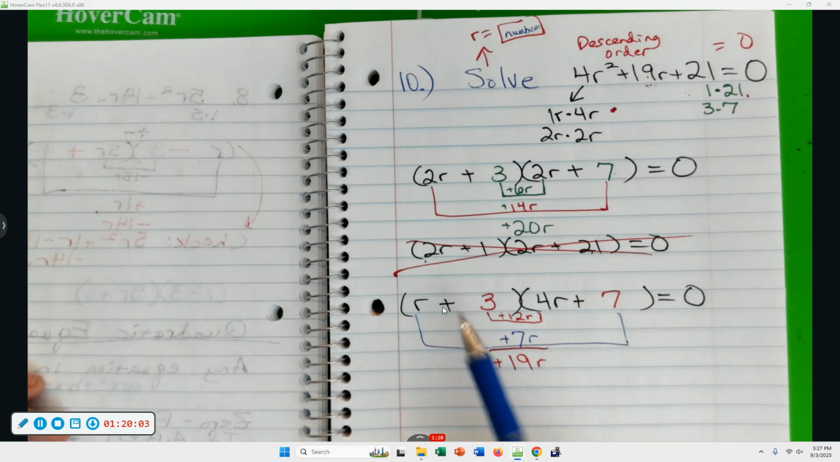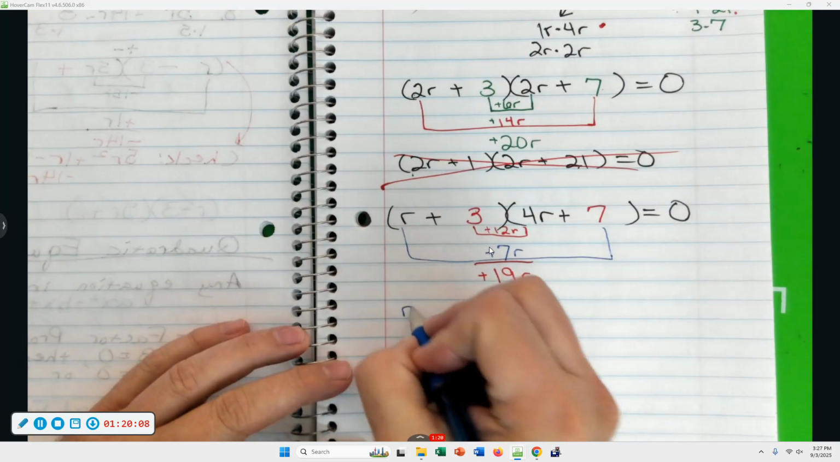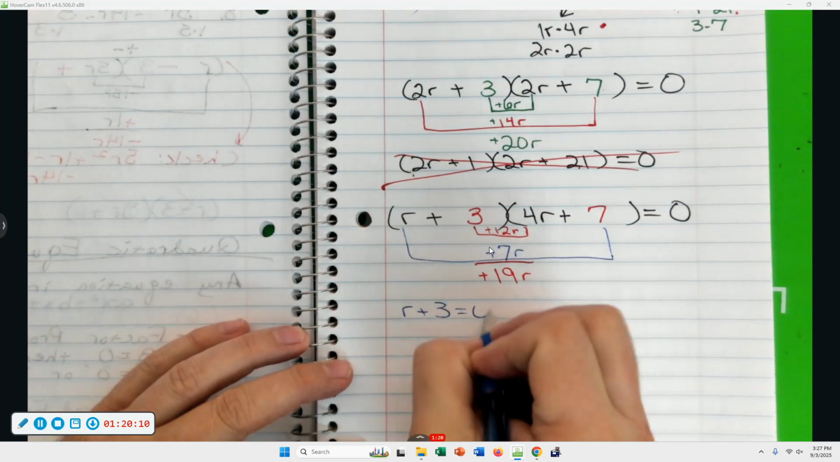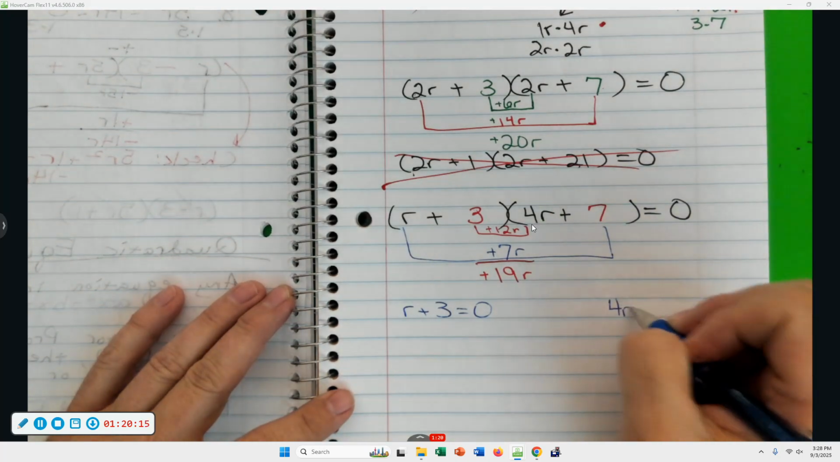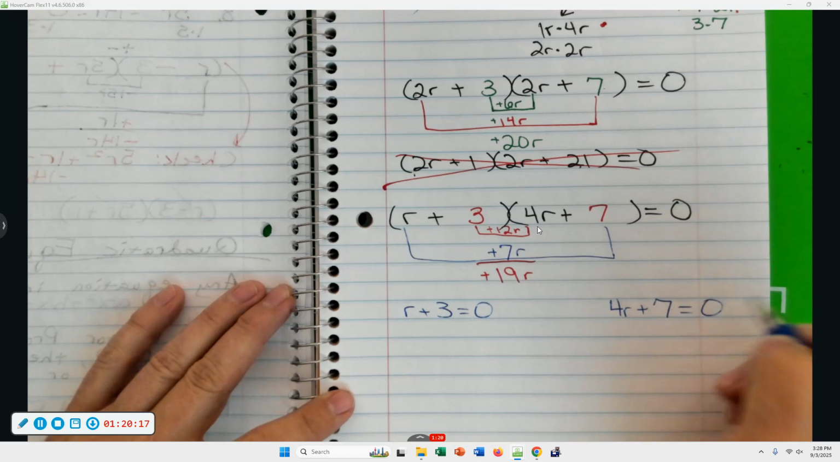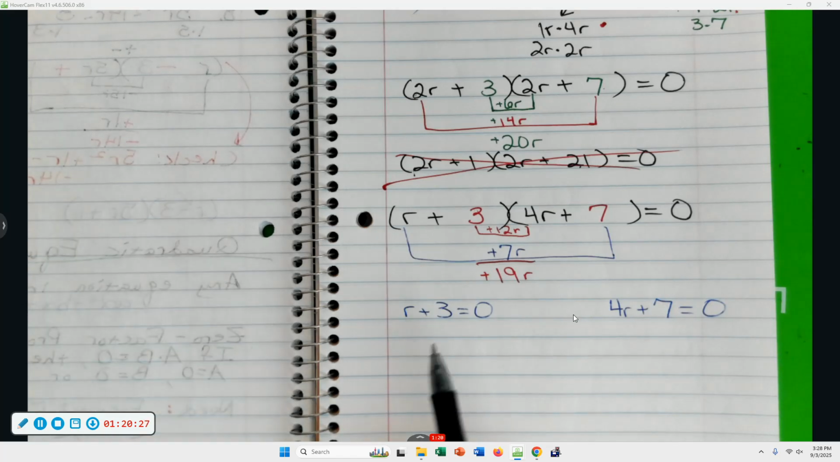So that means r plus 3 has to equal 0. This is the new part of the problem, what you're doing. r plus 3 is equal to 0, or 4r plus 7 is equal to 0. These are linear equations, so you're going to have to remember how to solve a linear equation. We need to get that r by itself. Okay, what do we do to that plus 3 in order to get just the r by itself?